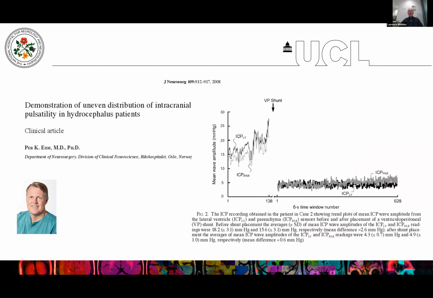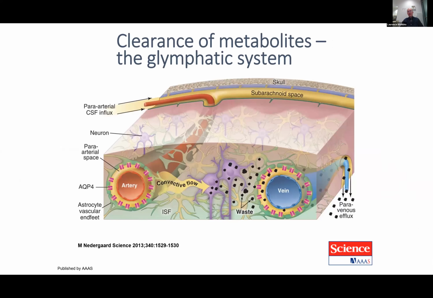And as Per Eide has shown, when you put in a ventricular peritoneal shunt, not only are you changing the pressure, but also you dramatically reduce the pulse amplitude. So the pulsatility is being modified by putting in a shunt and being made lower. So the other thing that we may be doing is changing lymphatic flow and the clearance of metabolites from the tissue of the brain. And the CSF flows in the perivascular spaces through the brain tissue and clears out metabolites.